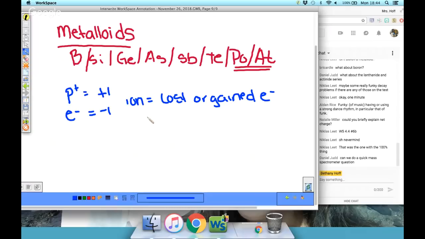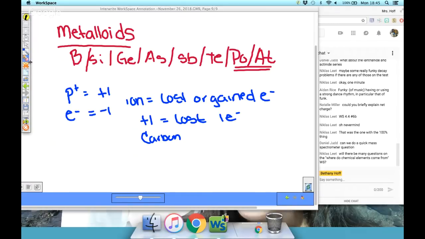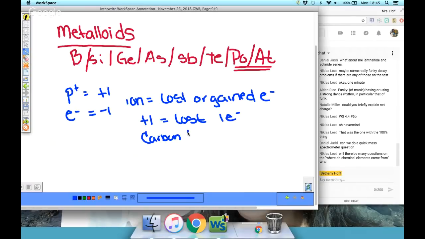So let's say that if we have an ion and it has a +1 charge, that means that it lost 1 electron. So it has 1 fewer electrons than protons. Let's say that we have carbon and it has a +1 charge. We know that carbon has 6 protons, which means that if it has a +1 charge, it's going to have 5 electrons.